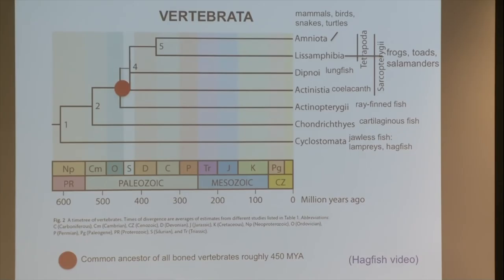And the first thing that actually has bone is the ray-finned fish, which are these guys here. And that occurred about 450 million years ago. And then everything in the vertebrates since then is bony. So there's the coelacanth. I don't know if you've ever seen those. Every now and then they find one of these things in Florida or something. Lungfish. There's these guys here, which are the frogs and the toads and the salamanders.